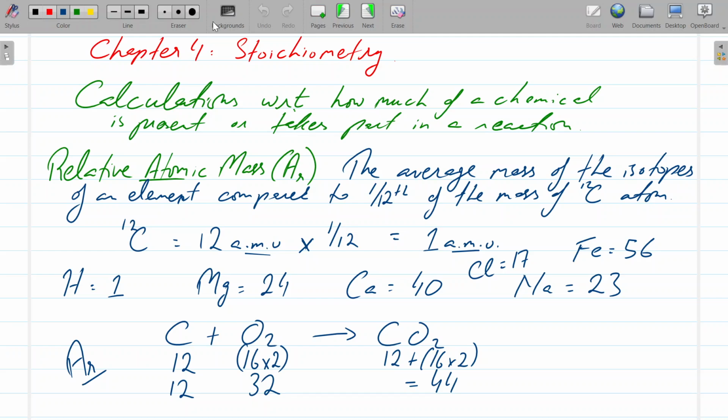So the last class we started talking about stoichiometry, to pronounce it correctly, and we talked about how much of a chemical takes part in a reaction. We talked about relative atomic mass, and those are just the masses of the elements given in the periodic table. And of course, we can use those masses to figure out the relative molecular mass, the term used for covalent compounds, and the relative formula mass, which is the term used for ionic compounds, putting those together just like we are doing over here for carbon dioxide.